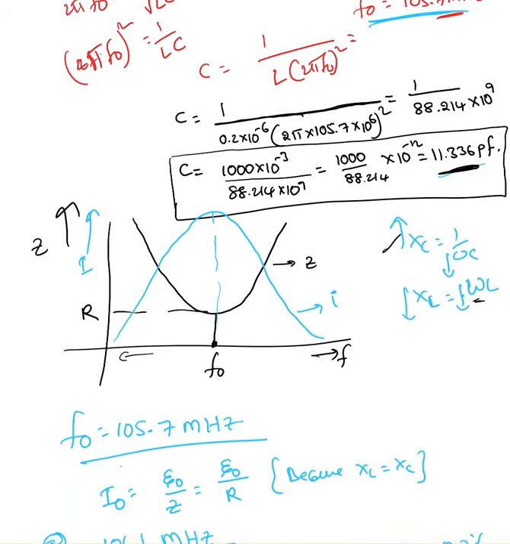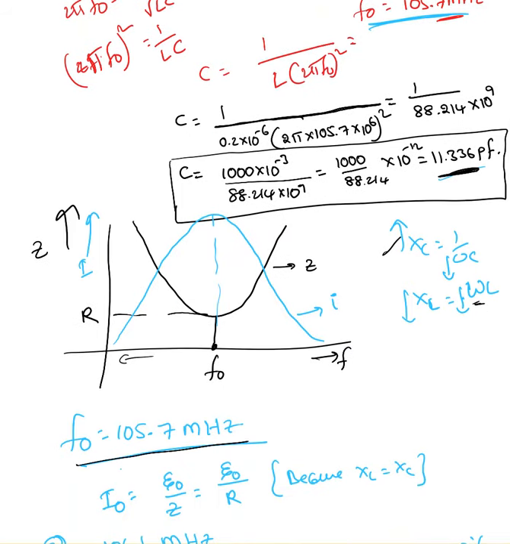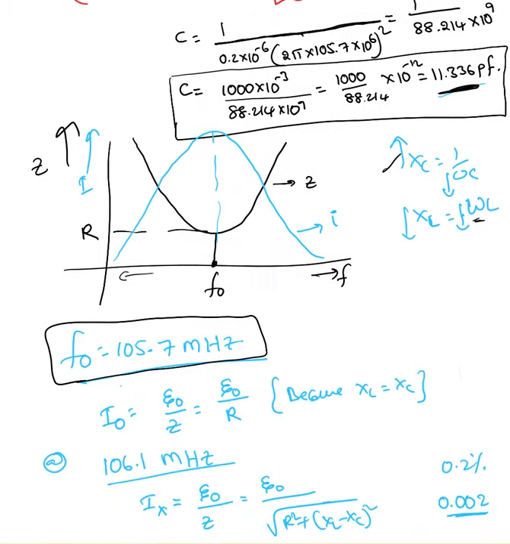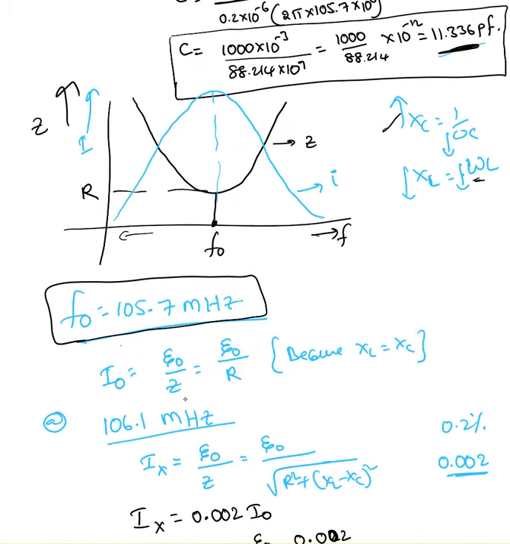So wherever there is low impedance, we will have more current passing through it. So far we know f naught, the resonant frequency, is 105.7 megahertz, and at that frequency the current I naught equals E naught over Z, and Z is nothing but resistance in this case because XL equals XC. This is at resonance.